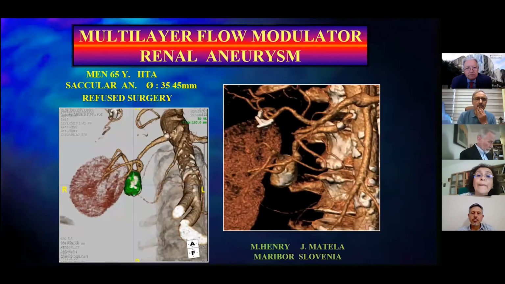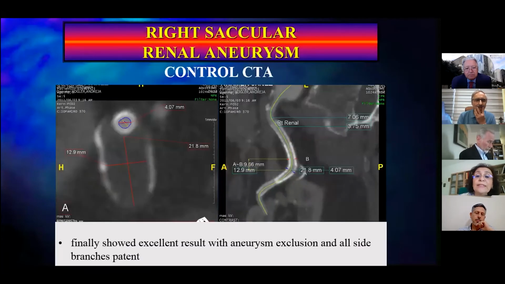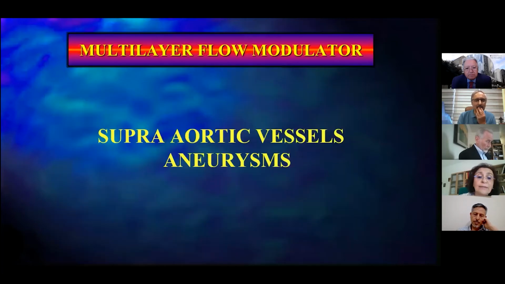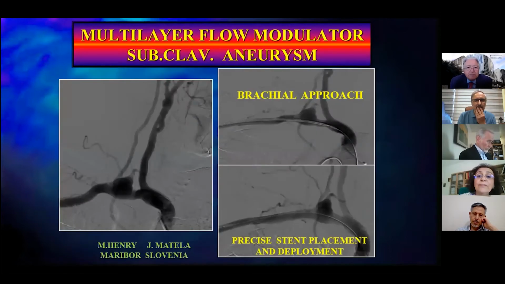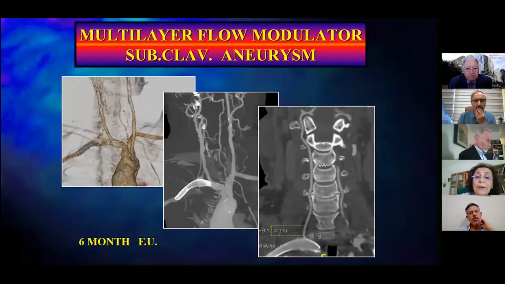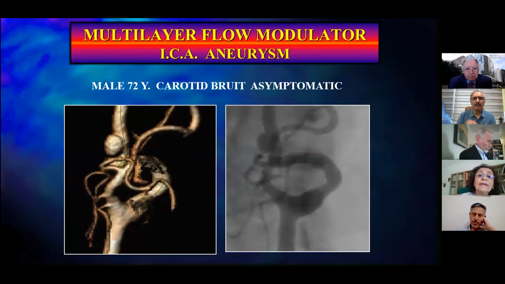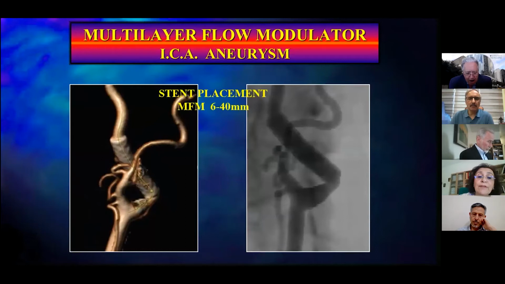This is another renal aneurysm. And this is the CT scan at 6 months with complete exclusion of the aneurysm, and the branches are patent. We also have a supra-aortic vessel aneurysm. This is a subclavian aneurysm treated by a brachial approach, and this is the follow-up at 6 months. The internal carotid aneurysm was also treated by the MFM, and this is the CT scan at 6 months.